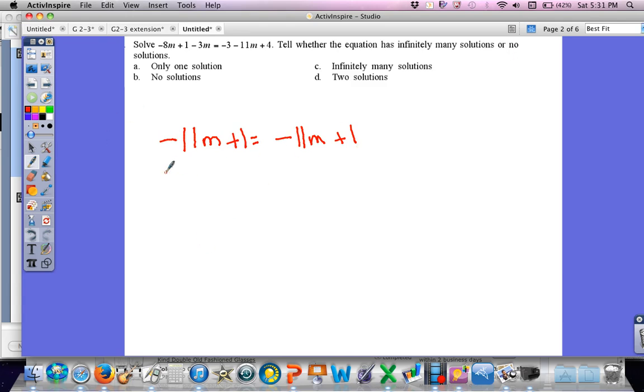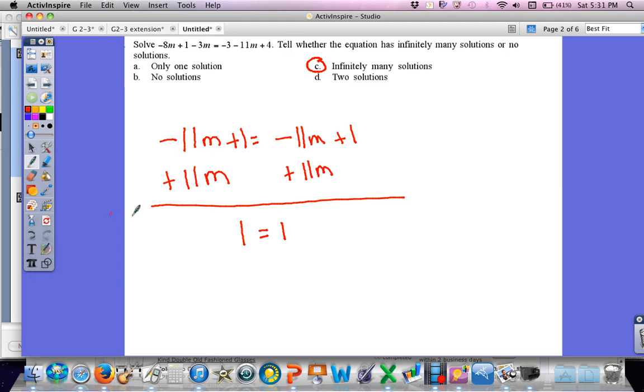But let's say I didn't notice that and I continued and I said, well, I've got to move my variables to one side. And I add 11m to both sides. I'm going to get 1 equals 1. Well, 1 does equal 1 and I have no variables left. Since 1 always equals 1, the answer is infinitely many solutions.